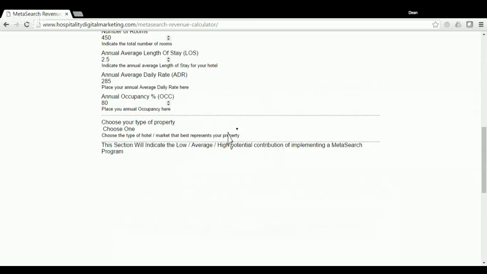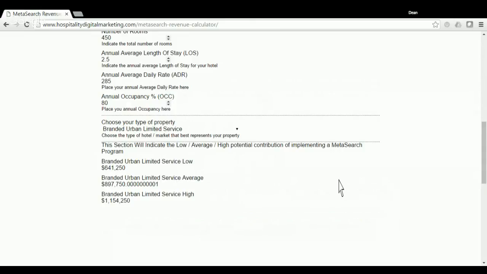But let's say, for example, that I'm a branded urban limited service hotel. Based on that, and forgive my decimal point going all the way out here. That's what happens when you can't round numbers very good. On the low end of things, we would anticipate your annual revenue from Metasearch to be around $641,000. At about a mid-tier level, we'll be just short of $900,000. And let's say at a high level, really aggressive, we're probably at $1.1 billion.